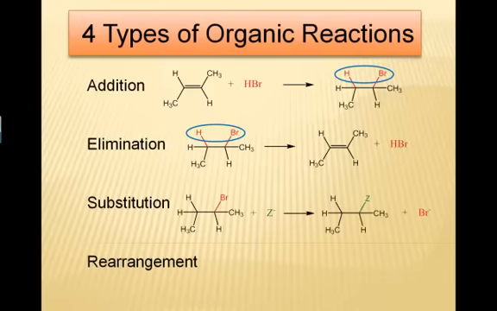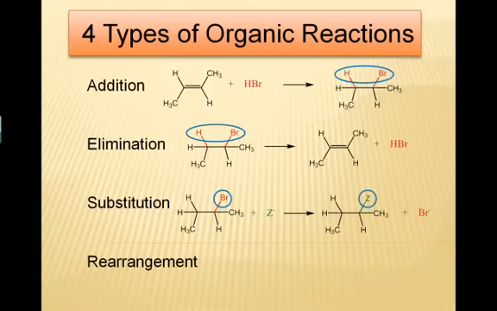The next reaction is a substitution, and you'll see that what I'm starting with here is an alkyl bromide, and basically I'm replacing the bromine with some hypothetical atom or element or group that I'm calling Z. A substitution reaction, it's exactly what it sounds like. You're substituting one group for another group.